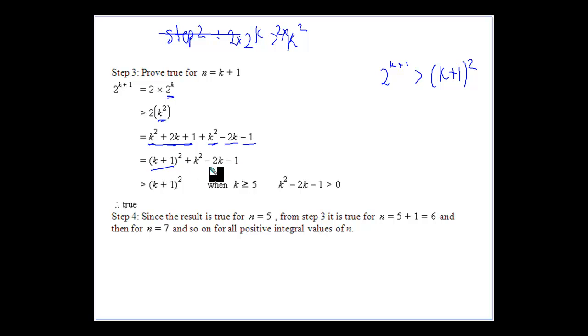Now, even though I've got negative terms here, what I've got to consider is that when k is greater than or equal to 5, then k squared minus 2k minus 1 is greater than 0. You're going to have a look at that, and you can see that would be the case. You can do a graph or whatever you'd like there. But when k is equal to 5, it's greater than 0, and any other value greater than 5 is greater than 0. So again, that amount plus that amount must be greater than k plus 1 all squared by itself. That's a little bit tricky because it's not a positive value, so it's not automatically going to be greater than, but it is when we consider that k has got to be greater than or equal to 5.